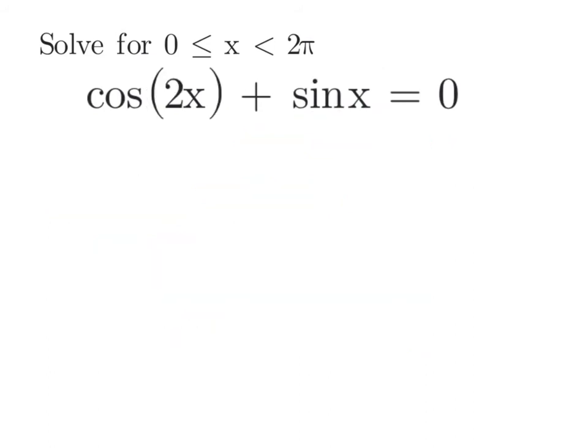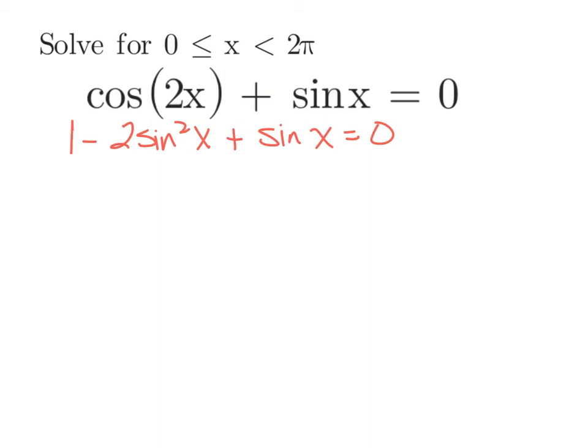If we're going to try and solve cosine of 2x plus sine of x is equal to 0, we're going to have to use that double angle identity for cosine, and we have 3 of them to choose from. I would like to use the one that only involves sine. That way my equation will only have sines in it. So we'll have 1 minus 2 sine squared of x plus sine of x is equal to 0.